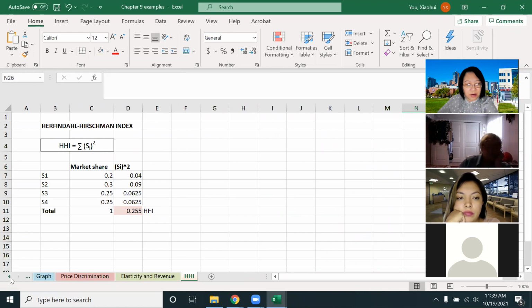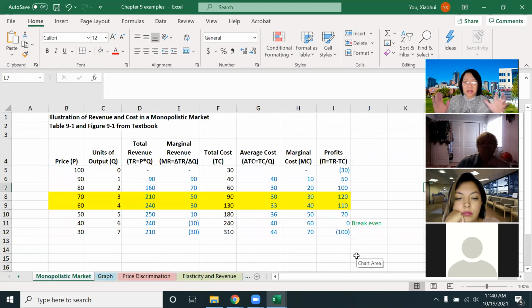So the first one is the monopolistic market, and then a graph, and then price discrimination, and then elasticity and revenue. And we have the last one, HHI, the Herfindahl-Hirschman index. Don't forget this one. Okay, so first let's look at the monopolistic market. And this one is actually very similar to the module 3 assignments, right?